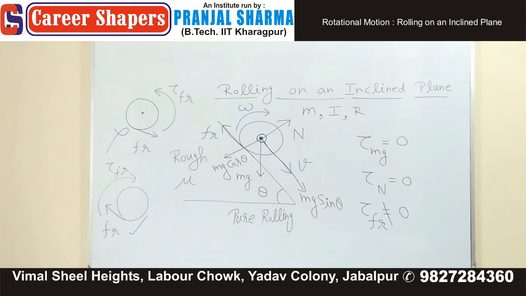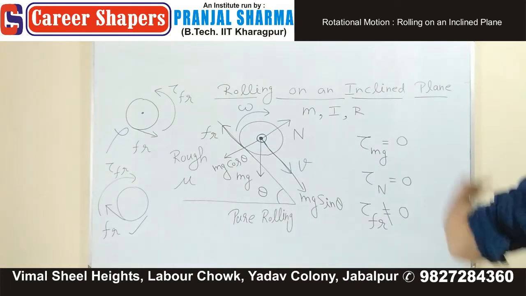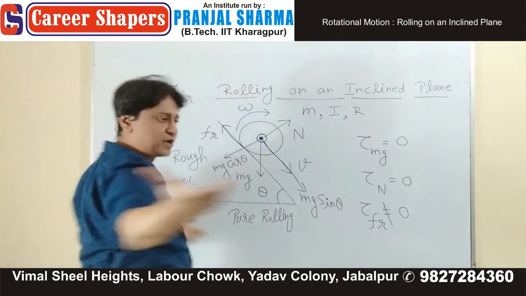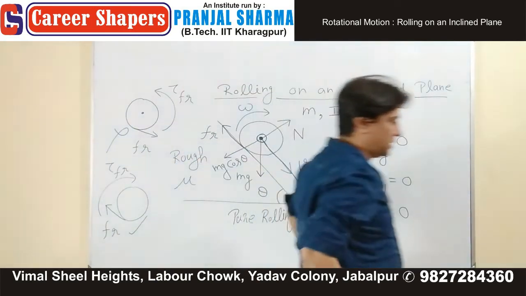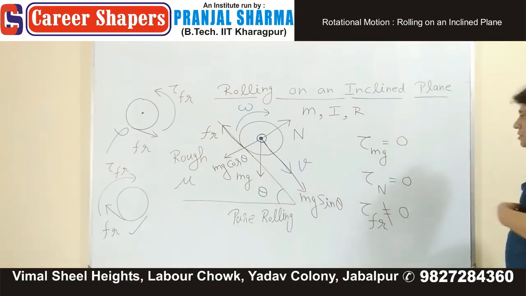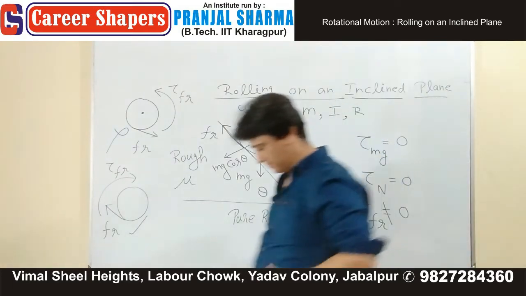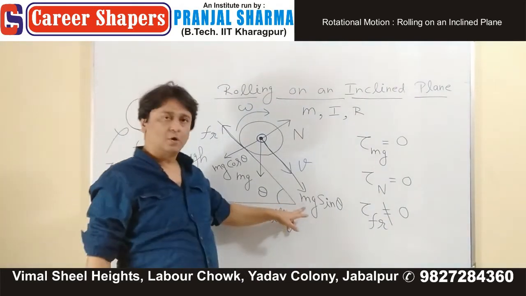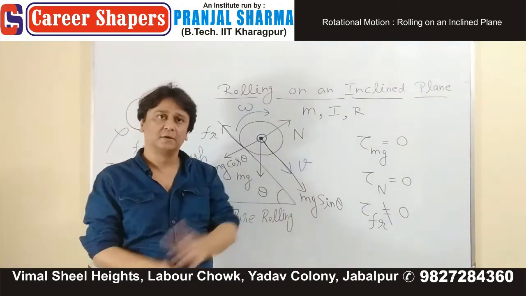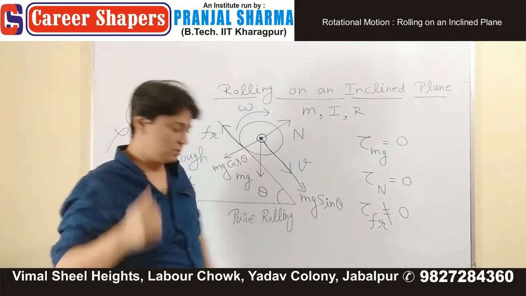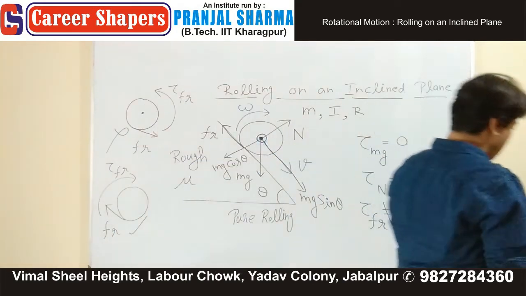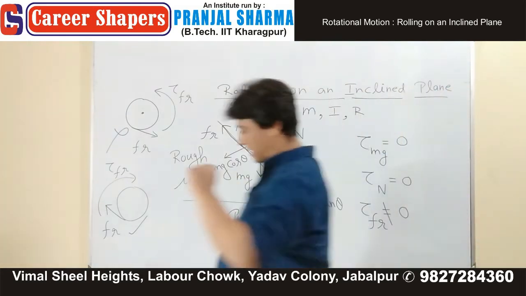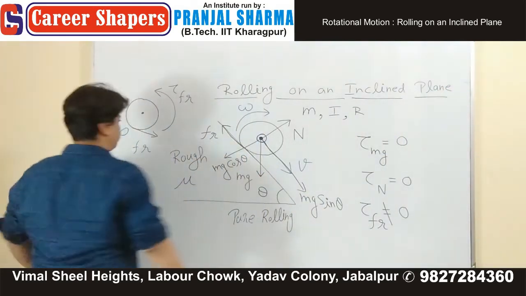Let's see how many of you are going to answer this. If I release a disc or anything which can roll, if I release a rolling object on a smooth inclined plane, then when it arrives at the bottom, what will be present? Translatory motion, rotational motion, or rolling? Let me repeat my question again. In fact, write down the question.